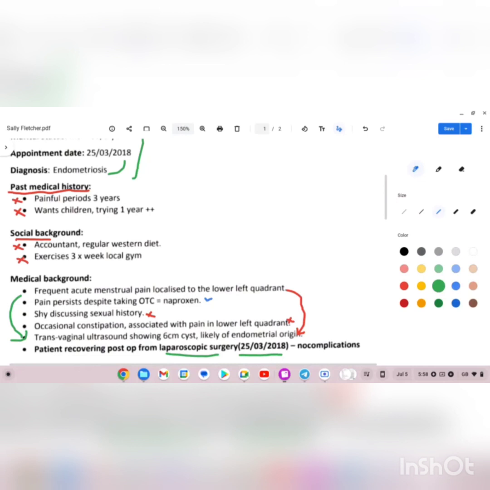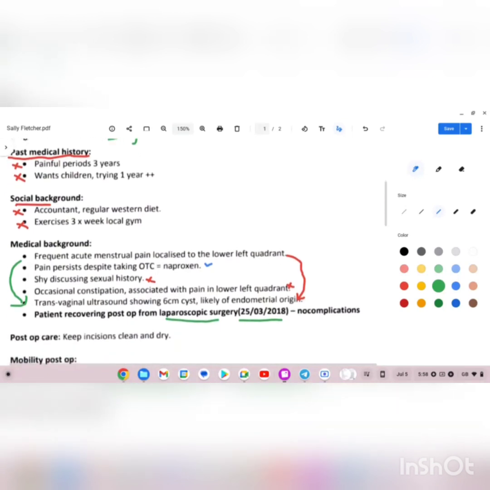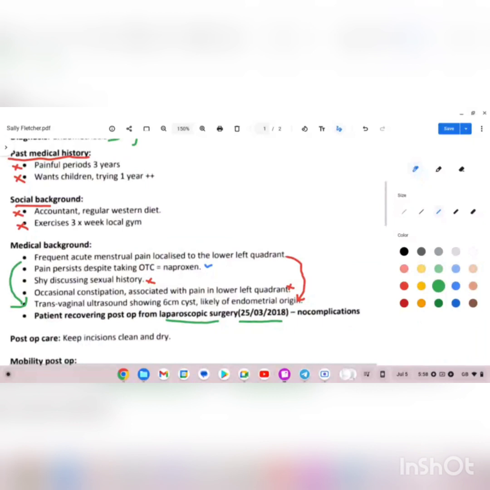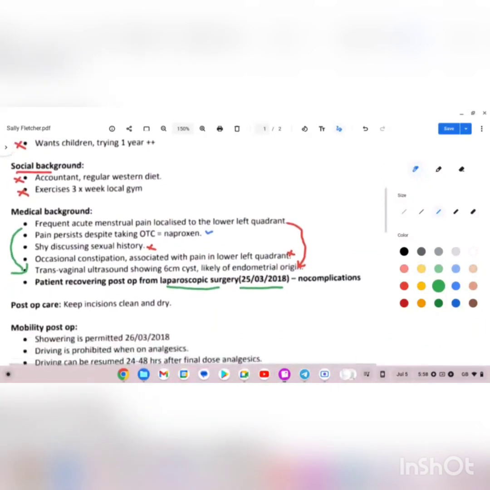It is a very simple case note. I'm discussing this one first, then we will go and discuss your letter, how we are going to correct your letter, and this will be good for you for the next letters as well. Okay, so again, post-op care, keep incisions clean and dry. Is that relevant? Yes, this is post-operative care. This is relevant.